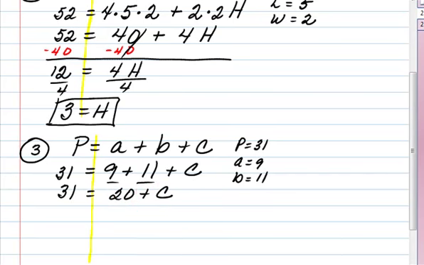Okay, all I have is a variable on the right-hand side. What am I going to do as my next step? Good. Subtract 20, and I have 11 is C, and the problem's over.